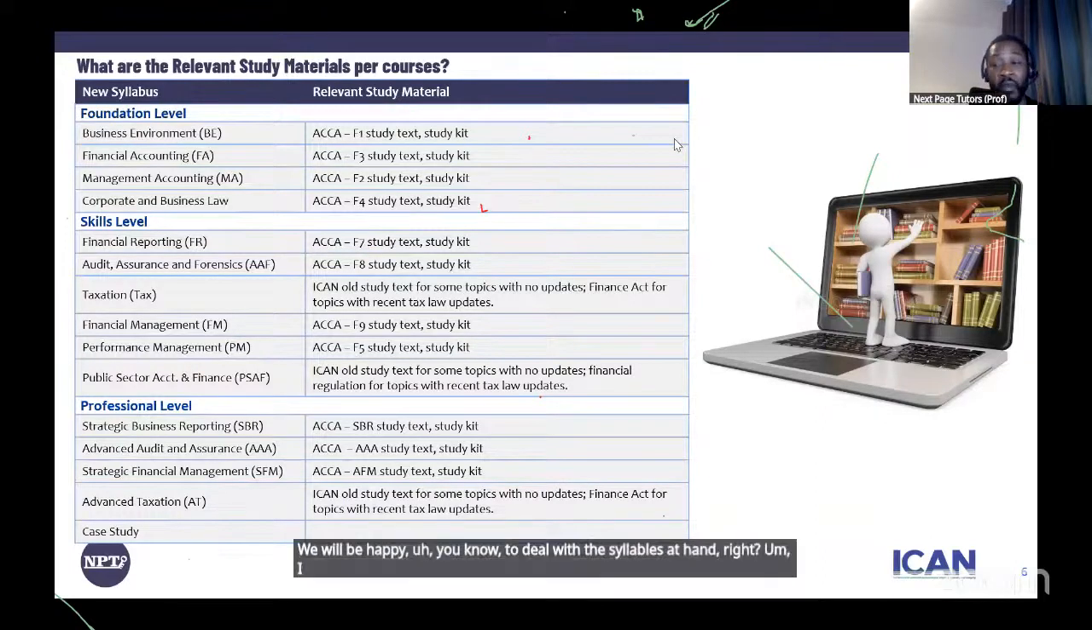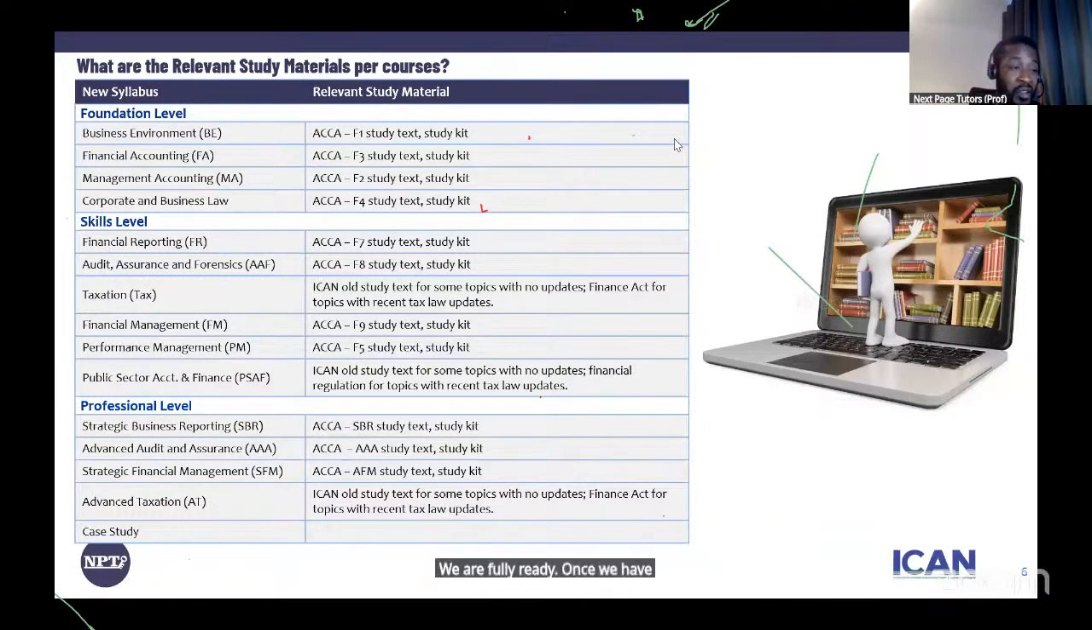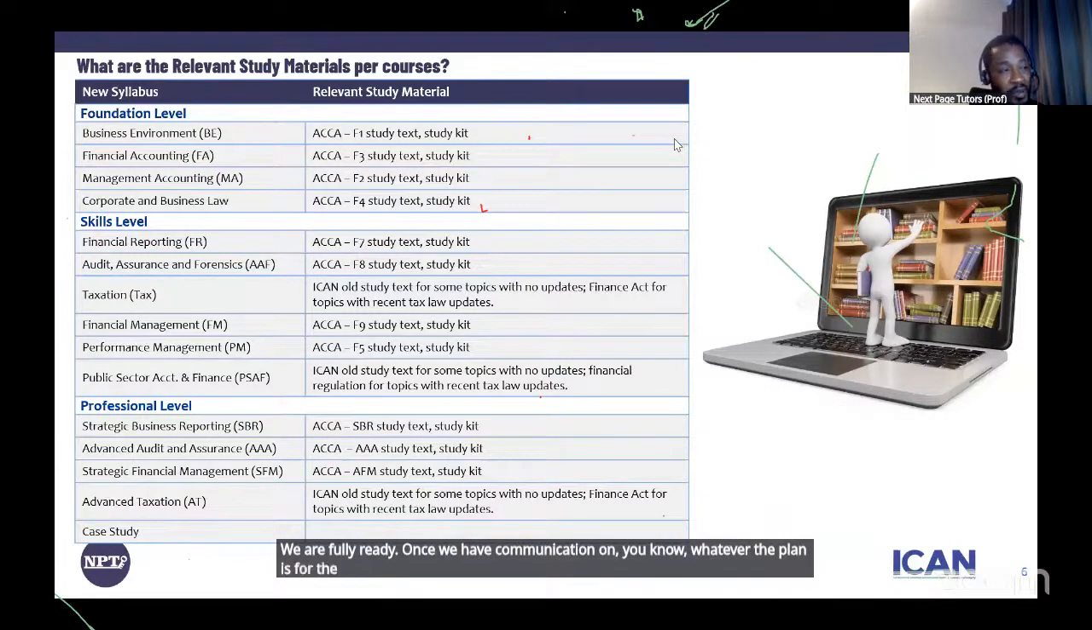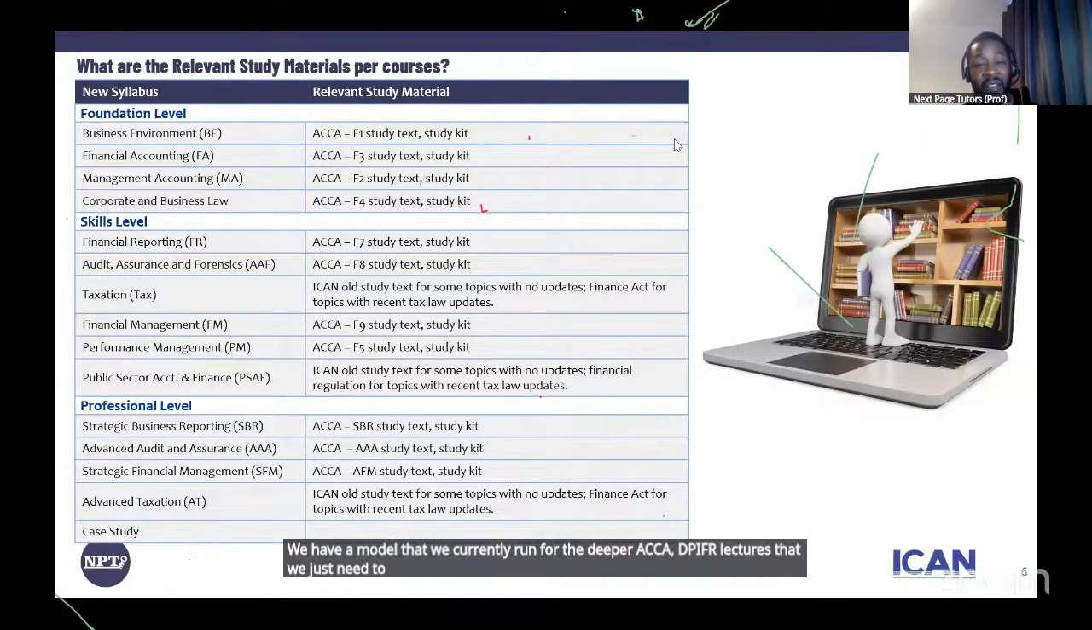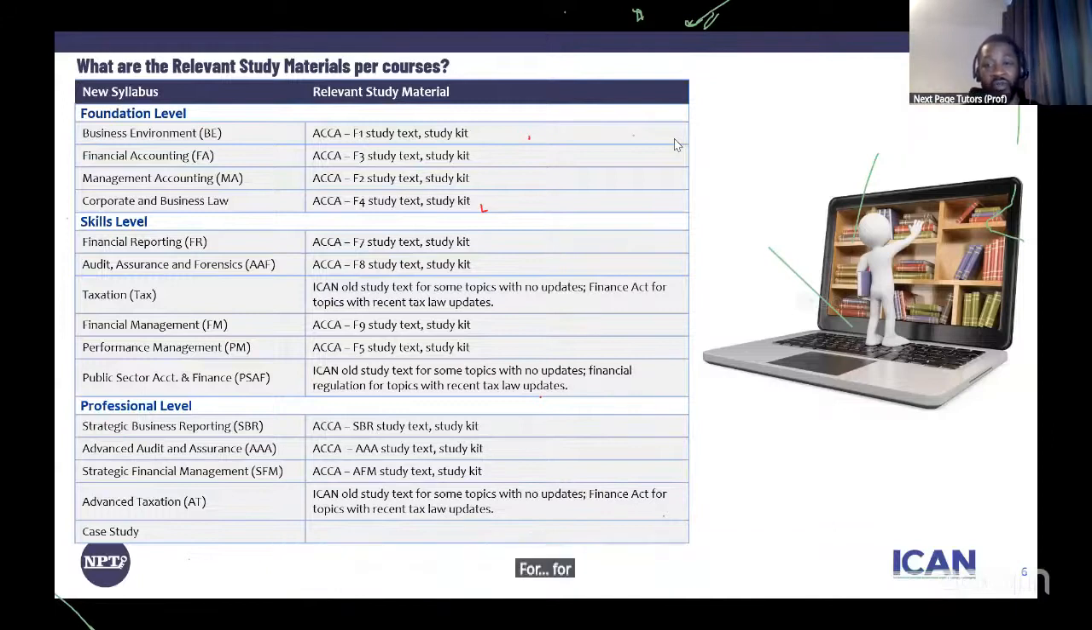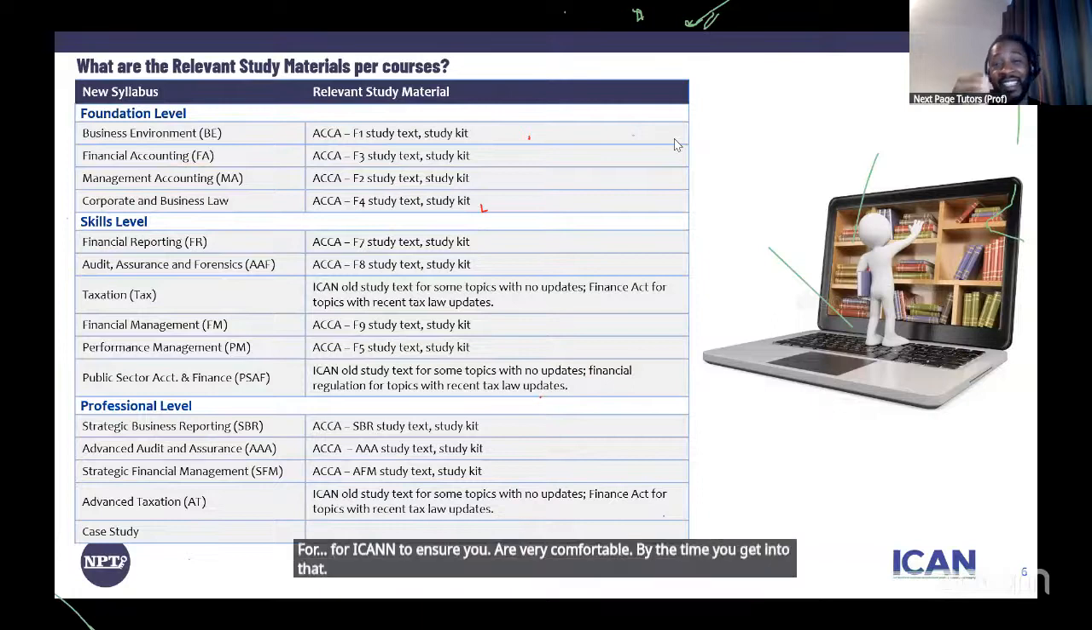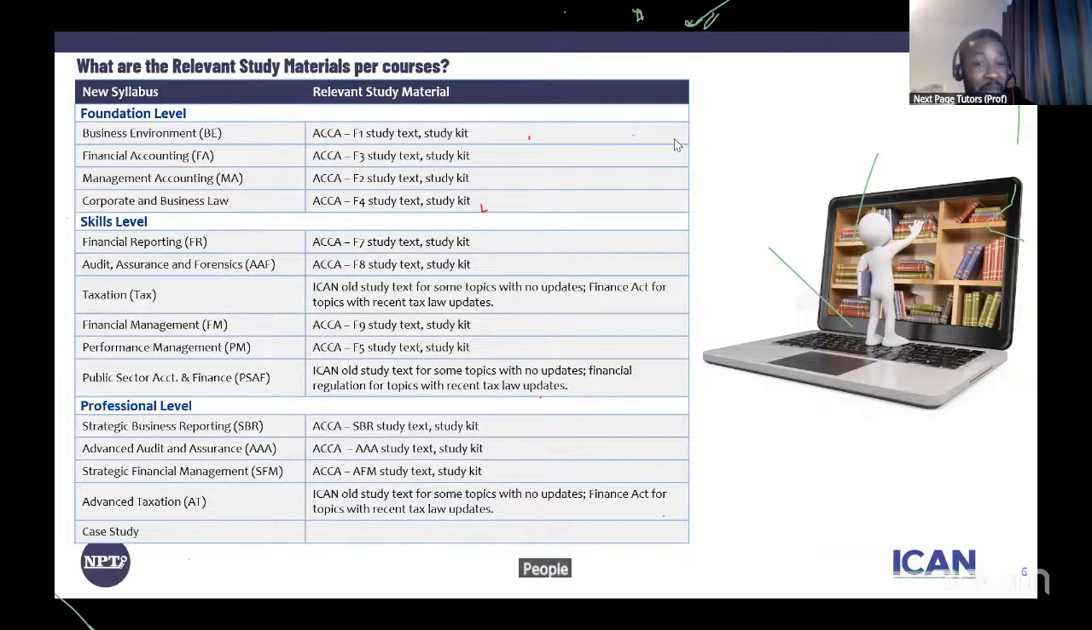I've also mentioned that when it comes to the CBE part, we are fully ready. Once we have communication on whatever the plan is for the diet for the CBE exam, we have a model that we currently run for the ACCA FR lectures that we just need to replicate for ICAN to ensure you are very comfortable. By the time you get into that, you realize that people love the CBE exam more than the paper exam. That's the funny thing.